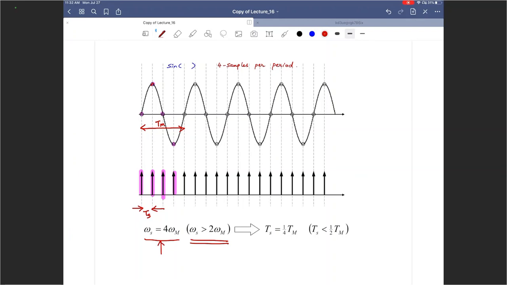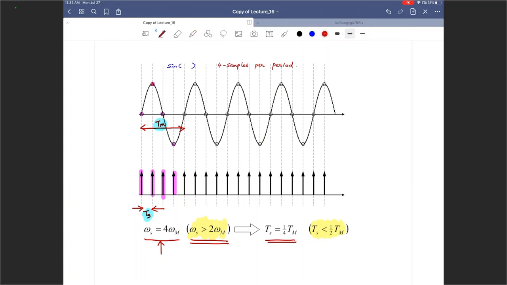Omega s equals 4 times omega m implies TS is 1/4 of TM. And we can see that play out over here, right? If you compare these two, you know that's the case. And it obeys the timing requirement also. TS is less than half TM. So they are both related. These two statements are the same statements. They are both Nyquist criteria. One is in frequency, one is in time.